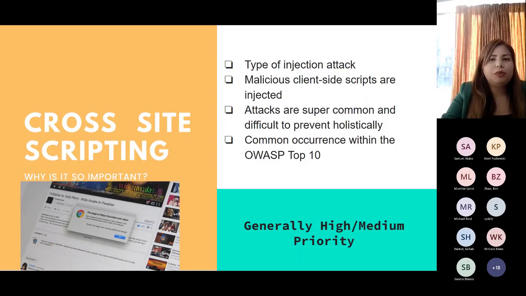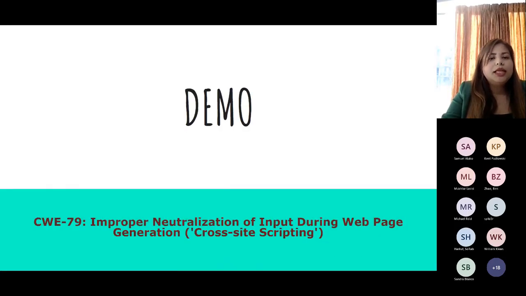These attacks are very, very common and very hard to prevent if it is not taken care of early in the life cycle. It is also a common occurrence in the OWASP top 10. It is sometimes low priority also, but generally it is high priority. Sometimes we can do self attacks in cross-site scripting, which can be low priority, but in most cases, cross-site scripting can affect a lot of things in a website. Let's start with a quick demo. Again, I've mentioned the CWE number 79, so you can later go and search about this attack.